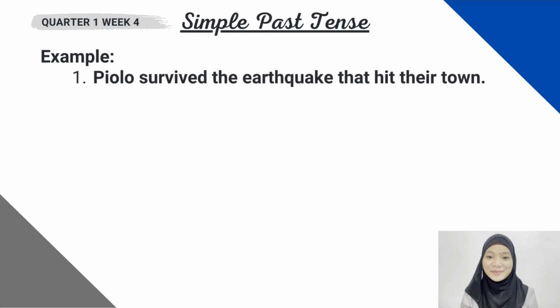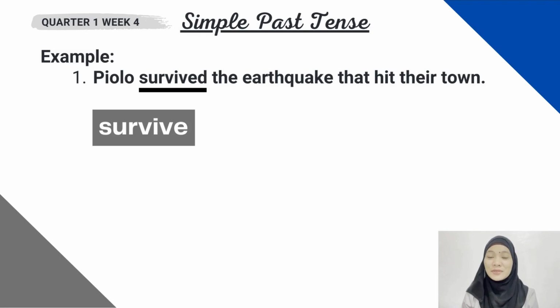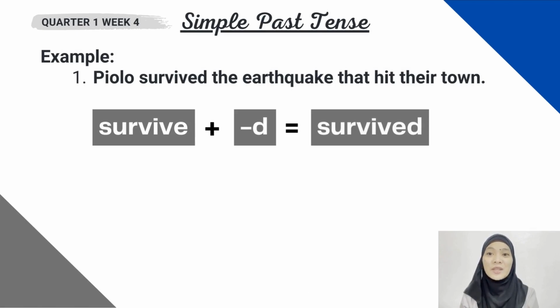For example, Piolo survived the earthquake that hit their town. We have the verb survived. As we examine, it ends with "d." The base form of the verb is survive plus "d." As we formulate it into simple past tense, it becomes survived with "d," meaning it is already finished.